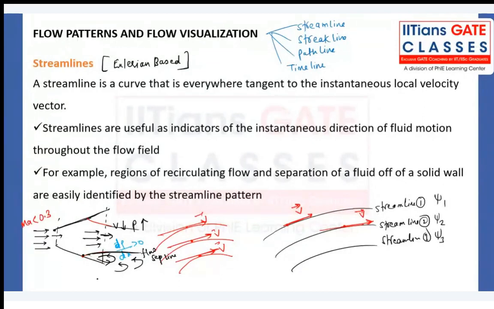With the help of the pattern of the streamlines, you will come to know, okay, if I draw the tangent, I will be getting the velocity vector in a reverse direction. So, regions of recirculating flow and separation of a fluid from a solid wall are easily identified by the pattern of streamlines.